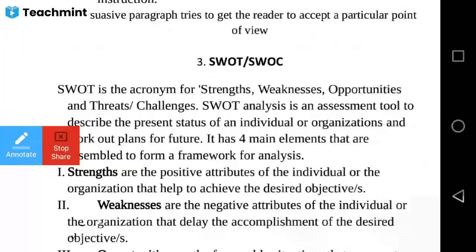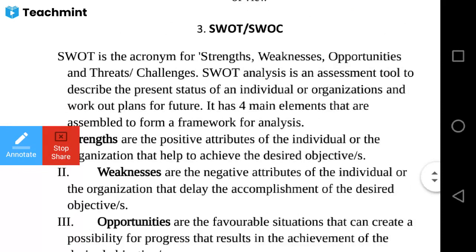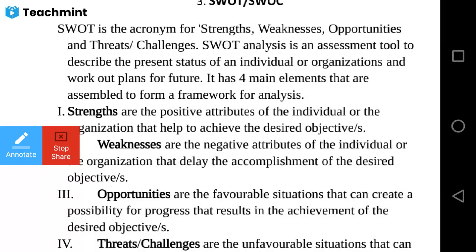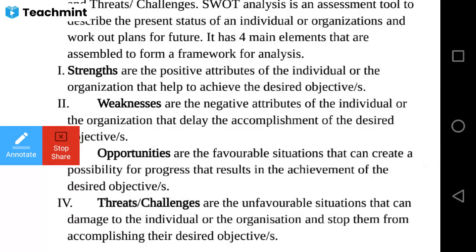It has student organization workout plan for future. It has four main elements that are assembled to form a framework for analysis. Once again, I am giving definitions for strengths. Strengths are the positive attributes of the individual or the organization that help to achieve the desired objects. Strengths help you to achieve your goal.